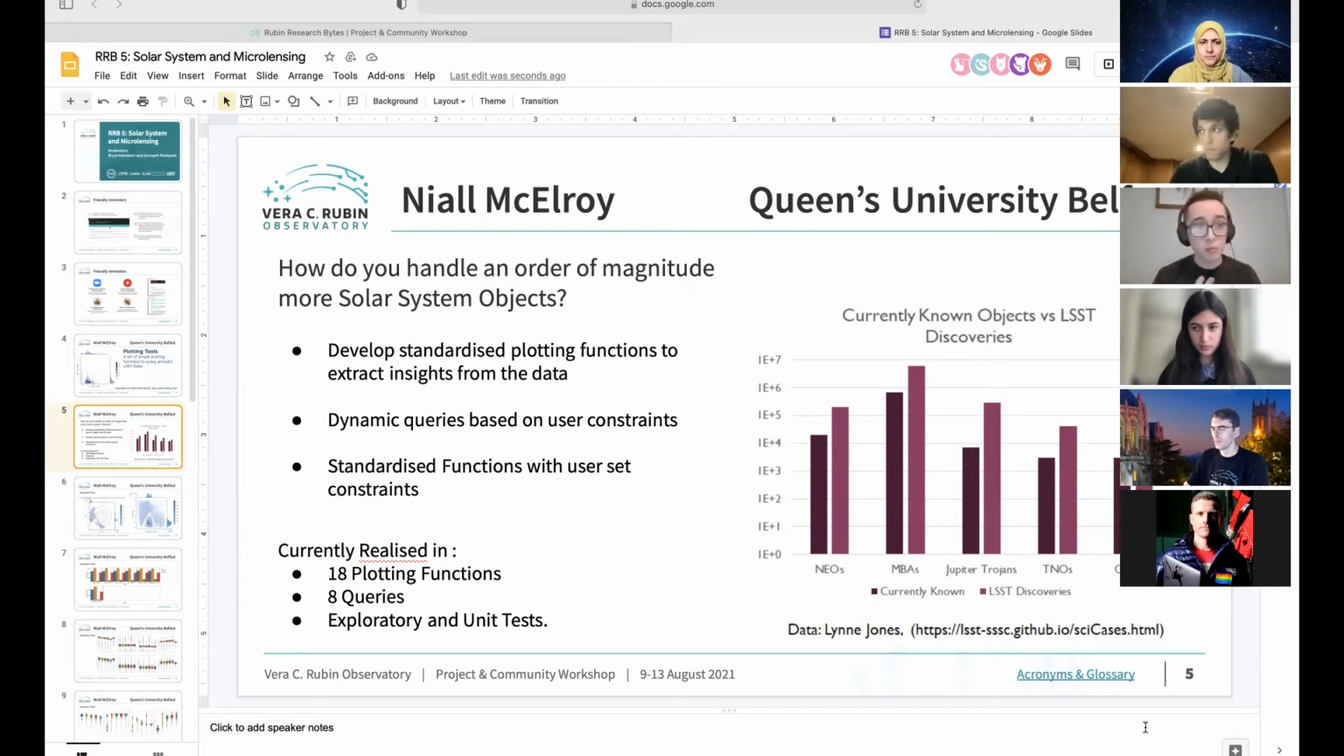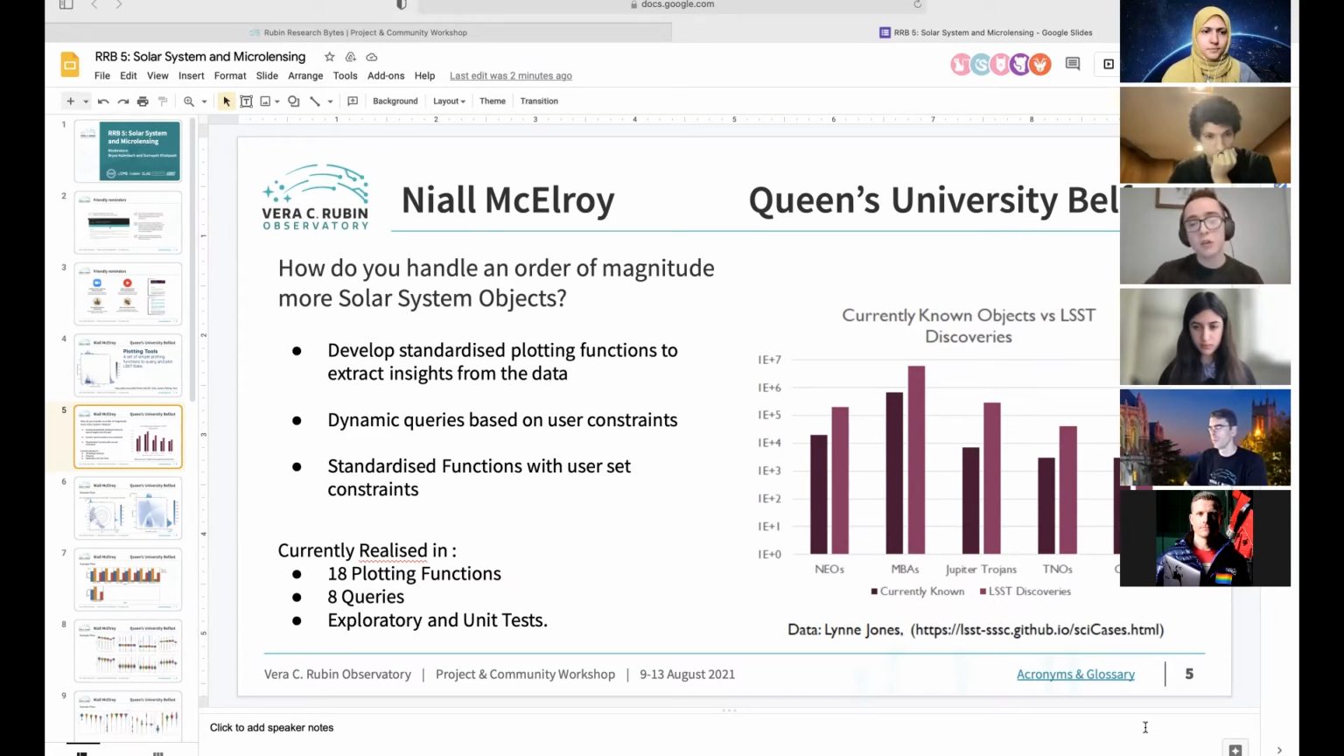Well, you can take a three-pronged approach by developing a standardized, useful range of plotting functions, from scatter plots to 2D histograms to violin and box plots, in order to extract insights from the data. You can also use dynamically generated queries in order to add or remove constraints easily for user set variables. And by using user set constraints, you can allow greater customizability of plots by letting the user set, for example, inclination limits, limits on the eccentricity or semi-major axis, or filter by date and time, or even just generate a simple bird's eye view plot of the solar system.